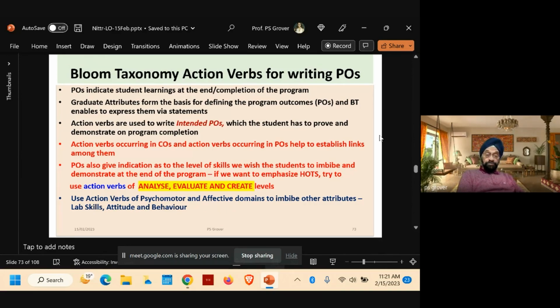So when I use the verbs analyze, evaluate, and create, what I'm doing is using the assignments, the problems, the teaching methodology, and the student interaction at that level. That's how these levels become important, and they lead us to these things.